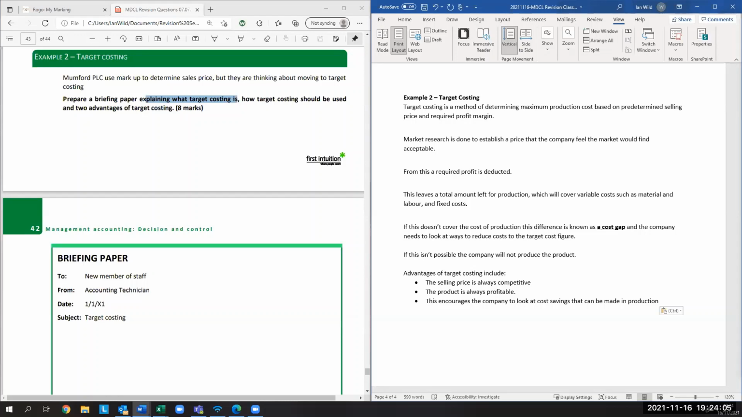Thanks for that, Caroline. Okay, so no problem at all. So that's a good example there of a theory question for target costing. 8 marks available there. Really, you're just explaining the process that you went through to calculate those costs.